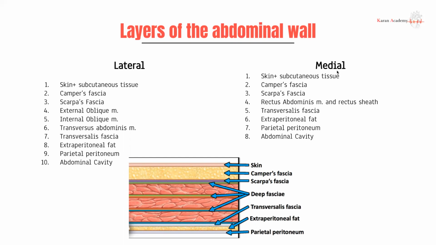Medially, you have a few less things. Everything up to number 3 is exactly the same. Now, instead of having external oblique, internal oblique, and transversus abdominis, you have the rectus abdominis muscle and the rectus sheath. Below that, you have the transversalis fascia, which is continuous medially and laterally. Then again, extraperitoneal fat, parietal peritoneum, and the abdominal cavity. And here's a graphical representation of that.